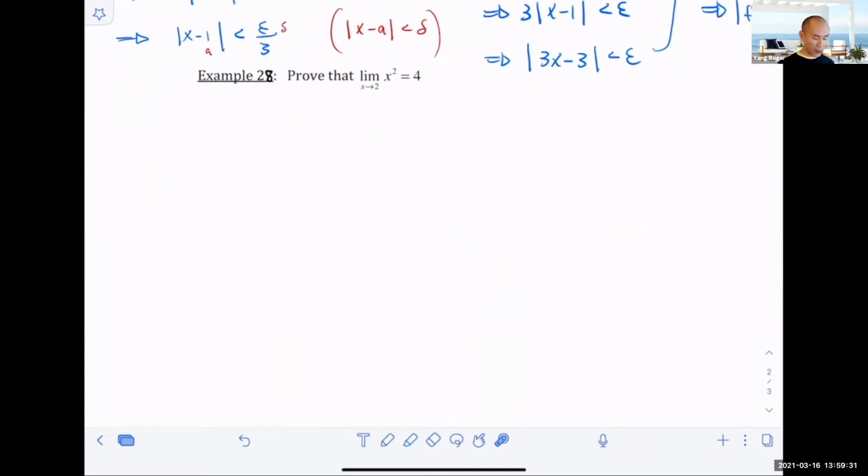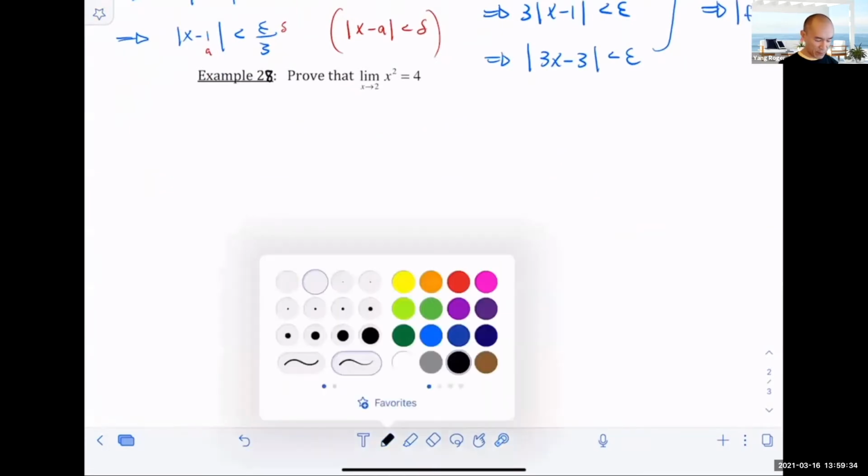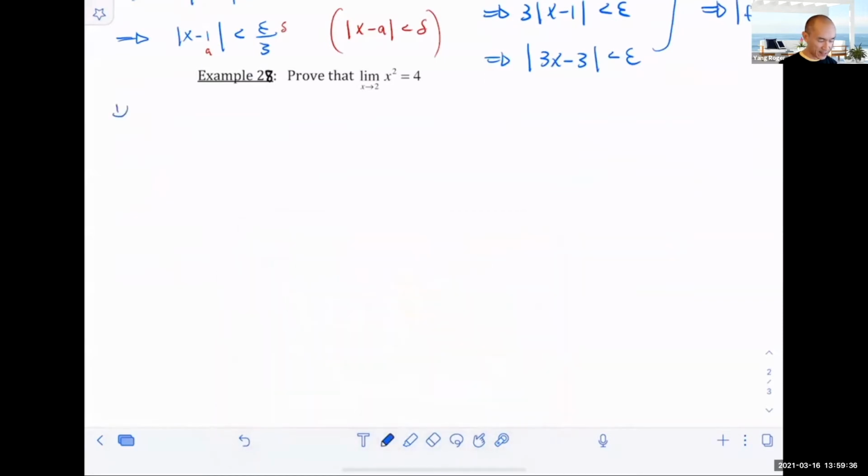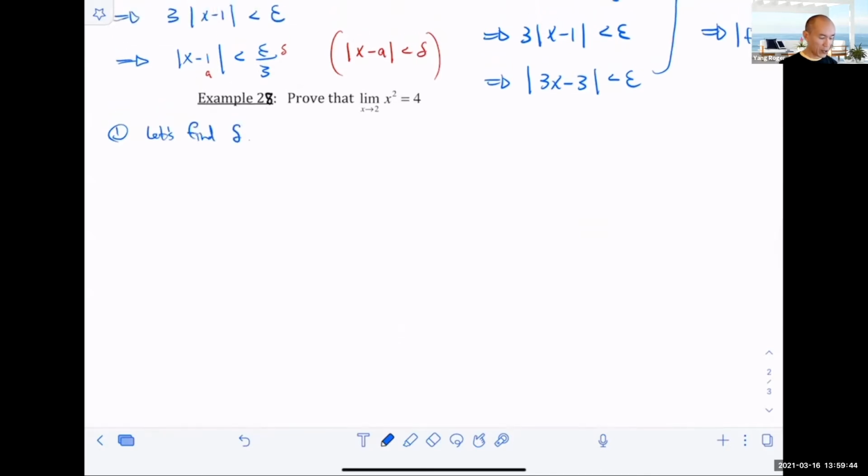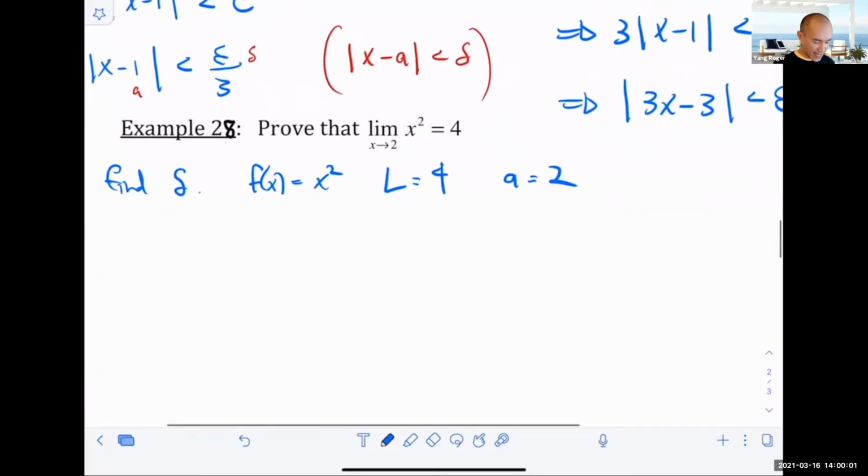Okay, so we're going to do the same method that we did earlier. So the first step was let's try to find delta. Okay, so what do we know here? We know that our f of x is going to be equal to x squared. We know that our L, which is what our limit's equal to, that's going to be 4. And we know that our A value, the point where we're taking the limit, is going to be 2. And I get that just by looking at this limit right here. This is the f of x, this is the L, and this guy is the 2.